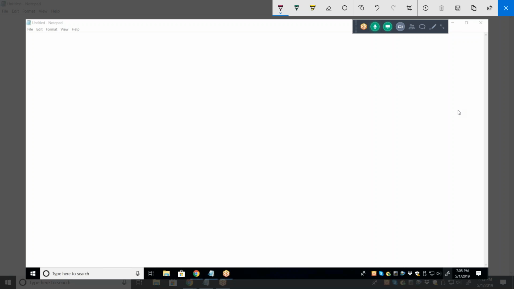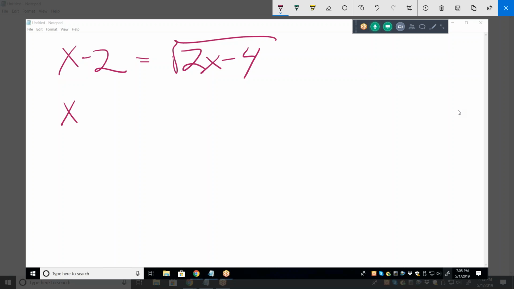All right, here's one. So x minus 2 equals root 2x minus 4. First step. Square both sides. Okay, so what does the next line become? That would be x squared minus 4x plus 4.